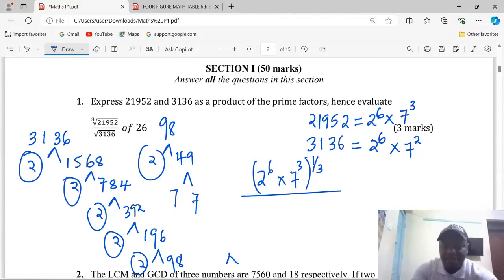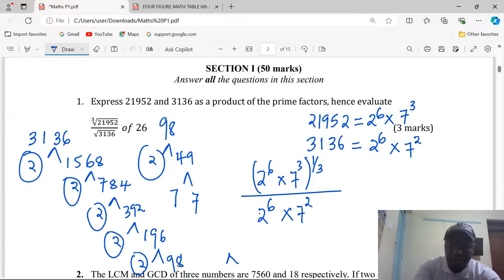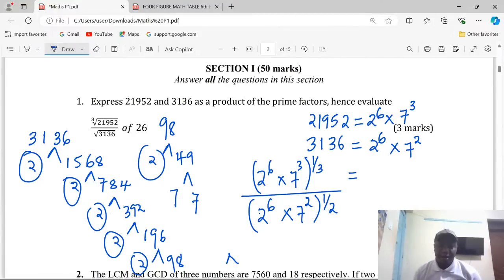This one is being divided by the square root of 2 power 6 multiplied by 7 power 2. Because we are taking the square root, we can raise it to power half. In such a case, we apply the product law of indices. There is another number there: when you see the word of, it means multiplication by 26 now.